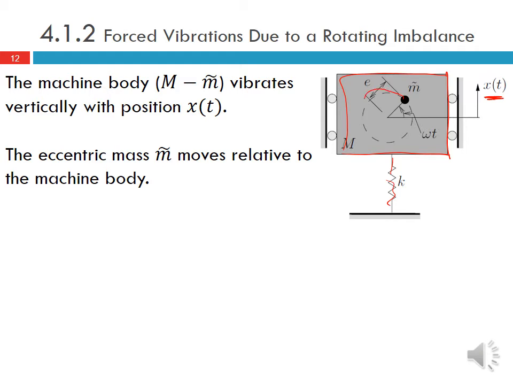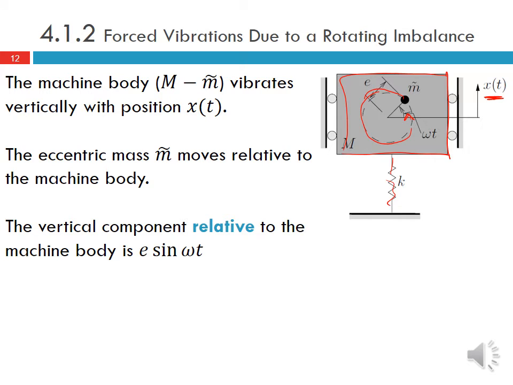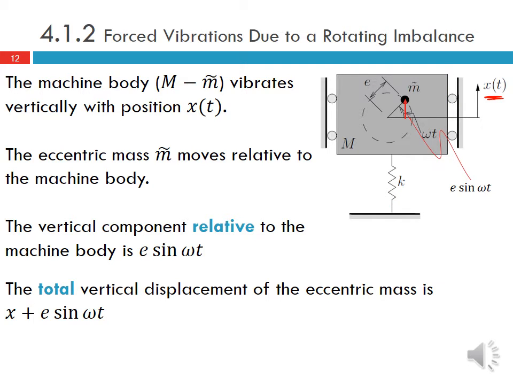The eccentric mass then moves relative to the machine body. So this eccentric mass is rotating in this direction. The vertical component relative to the machine body is e sine omega t. So this is the vertical component of the motion of that rotating mass. So the total vertical displacement of the eccentric mass is then x plus e sine omega t.